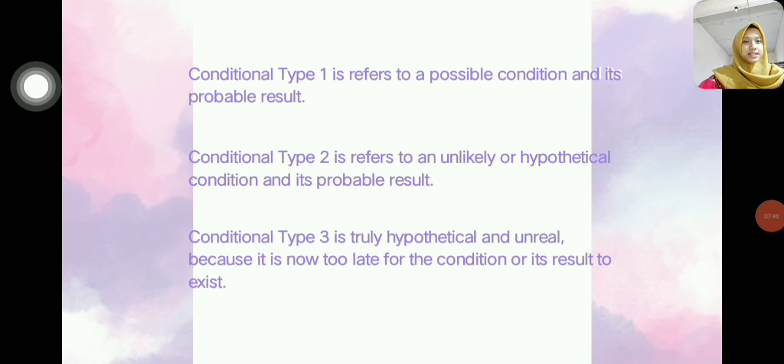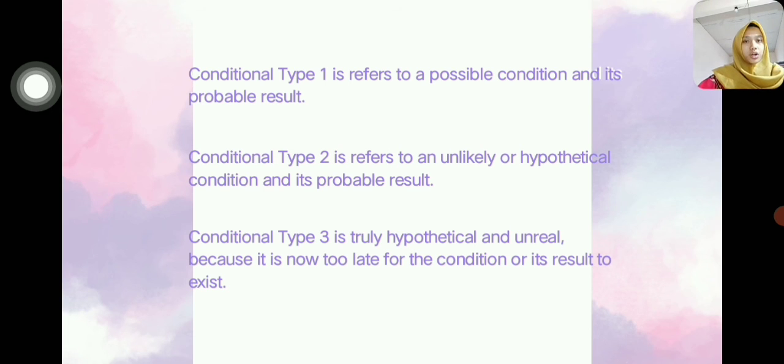And then the last, conditional type. Number 1, conditional type 1 has the formula: if plus simple present, simple future. Conditional type 1 refers to a possible condition and its probable result. But in this movie I could not find an example of conditional type 1 because there is no sentence which is suitable with the formula of conditional type 1.